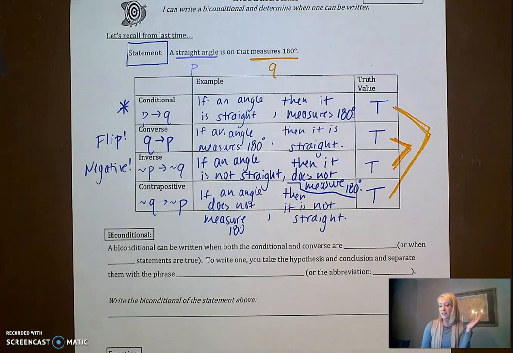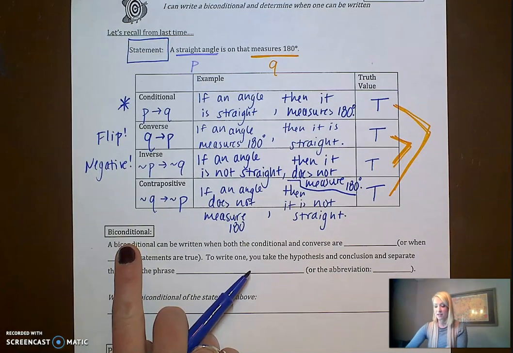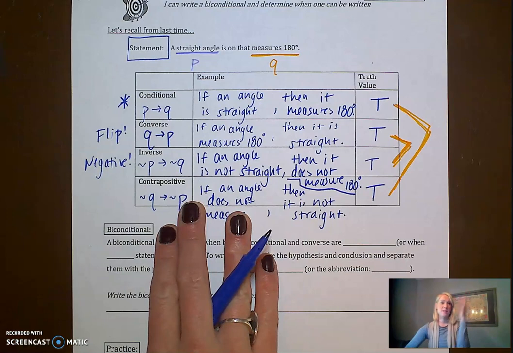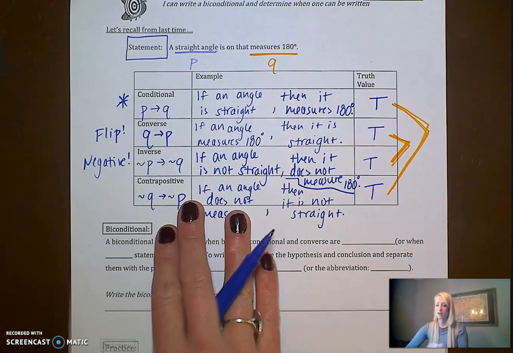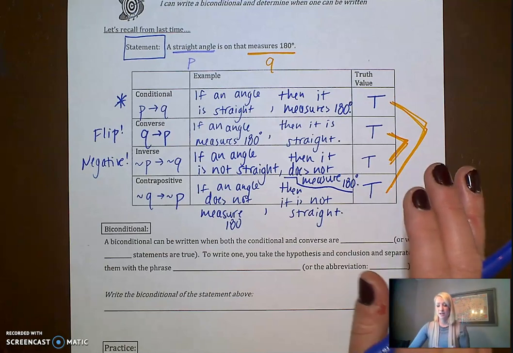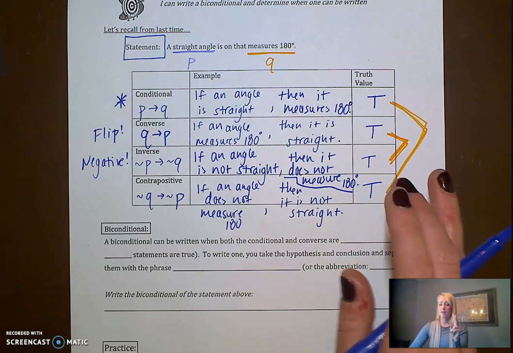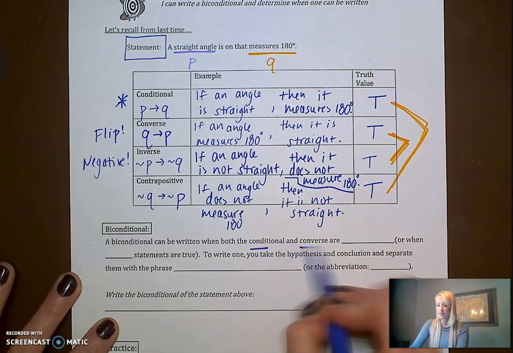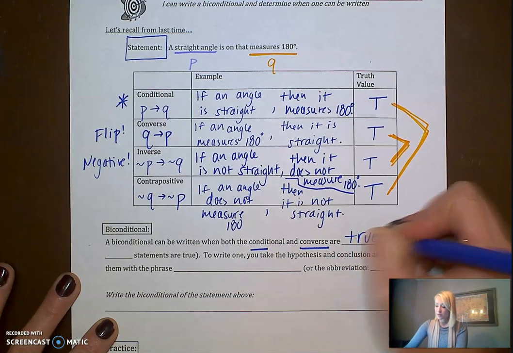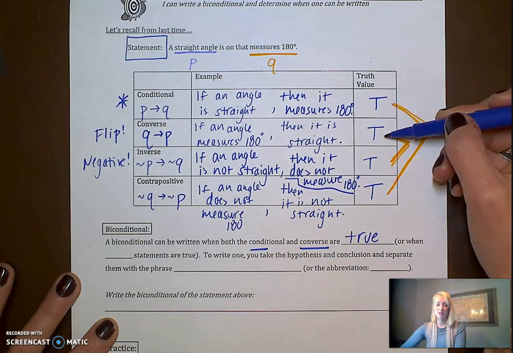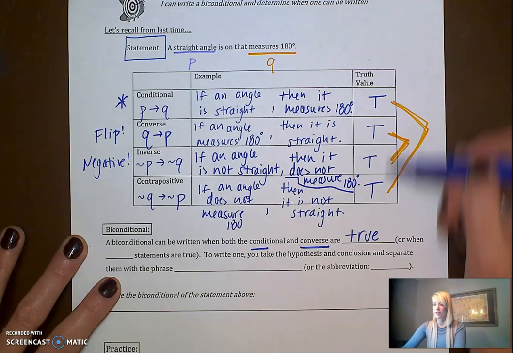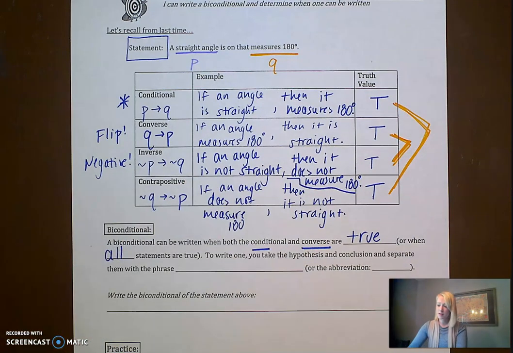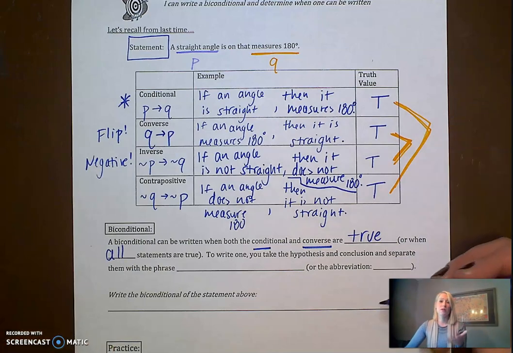Okay, that leads us to today. So a biconditional. This situation right here with this statement and writing all 4 conditional statements that go along with it, this can be made into what's called a biconditional. There's two conditions. Bi means two. So a biconditional can be written when both the conditional and the converse are true. If the conditional and the converse are true, that basically tells us that all the statements are true because we know that they go together. So basically all the statements are true. When all the statements are true, you can write a biconditional.